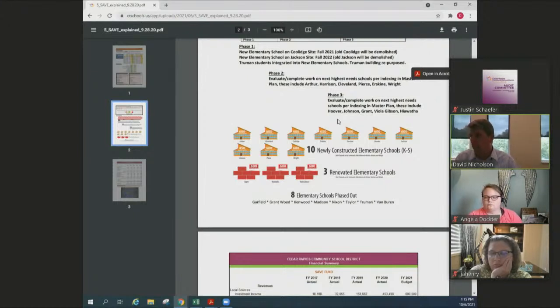Because everything that we put out initially, we had some phases that were identified, like phase 2: Arthur, Harrison, Cleveland, Pierce, Erskine, Wright. We're not sure which ones we're going to tackle. We really don't. And so what I would love to be able to do, because we'll be reconvening a committee to really try to identify this, even though it will not be set in stone, is to say, okay, here is the order of the next schools that we would like to tackle and have that identified.